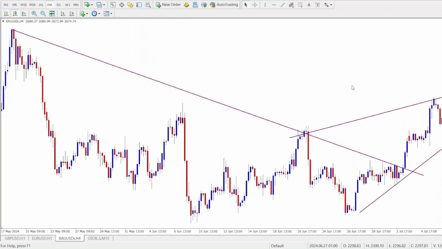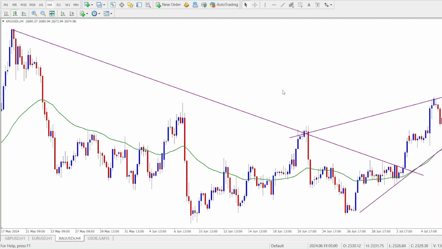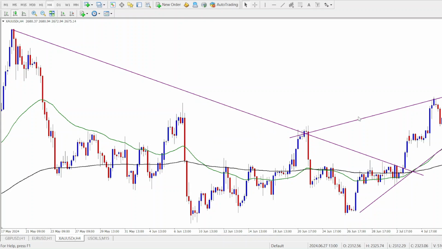So we're going to be adding the moving averages to our chart just for confirmation. We can consider adding the 50 and the 200 moving average to our chart. This is just for confirmation purposes alone. So we're going to add this to our chart.